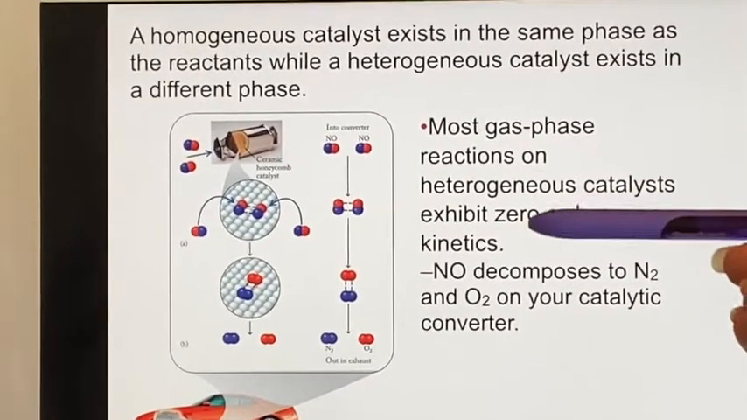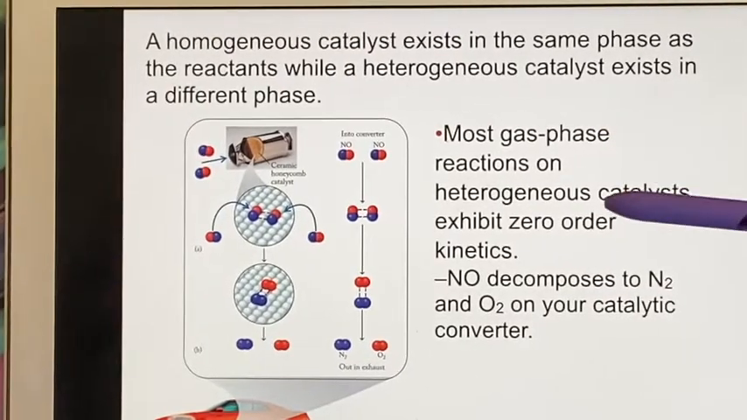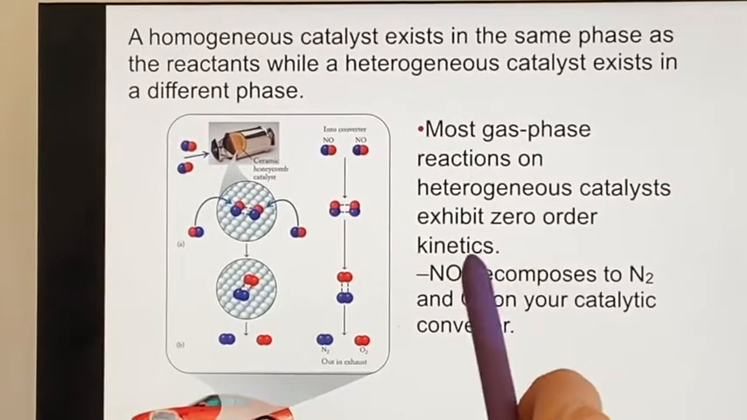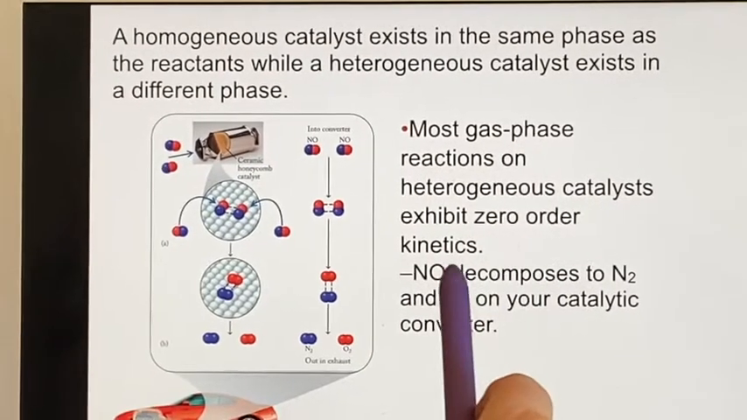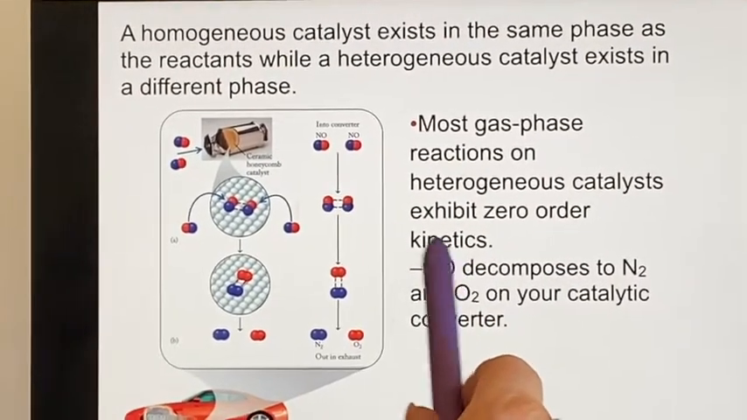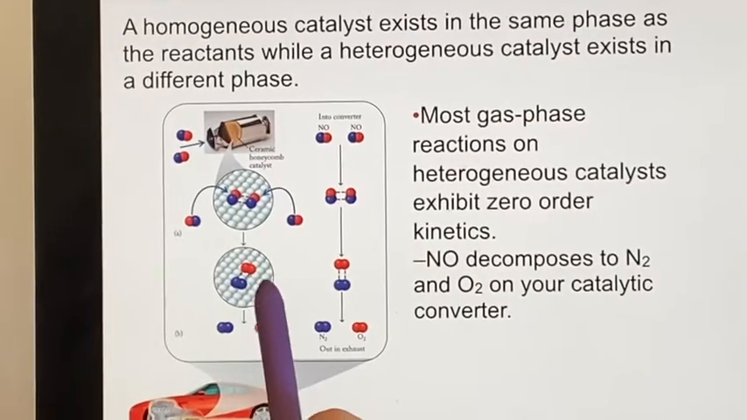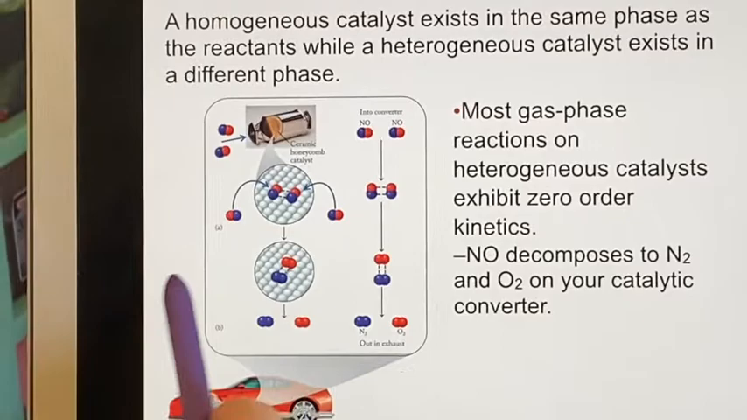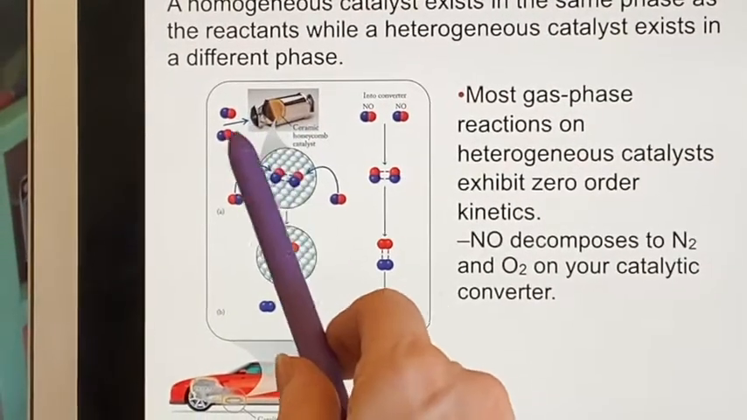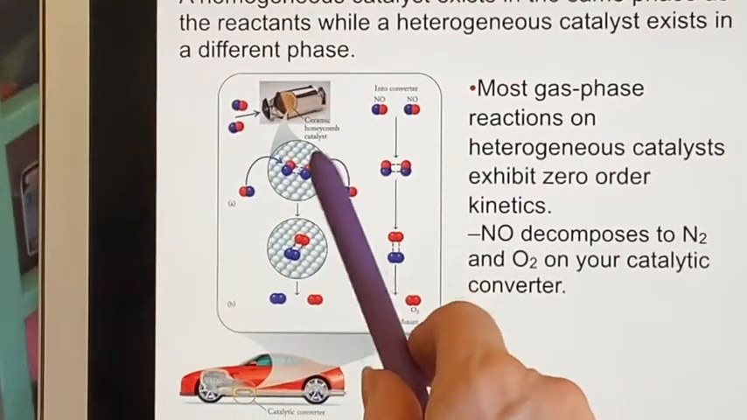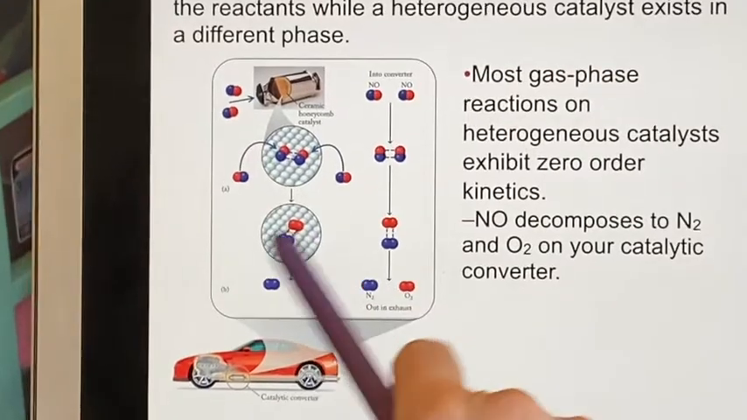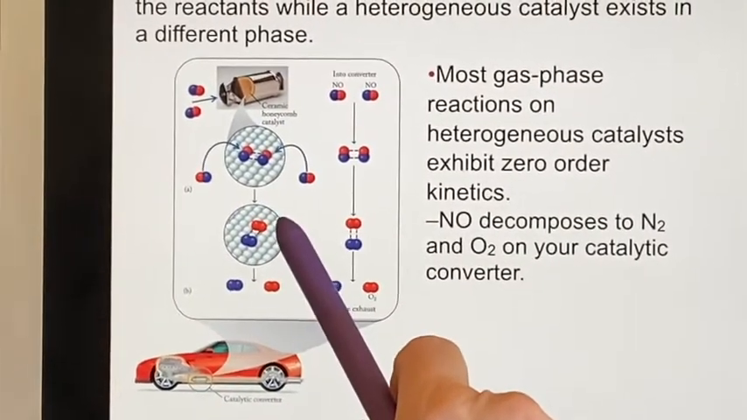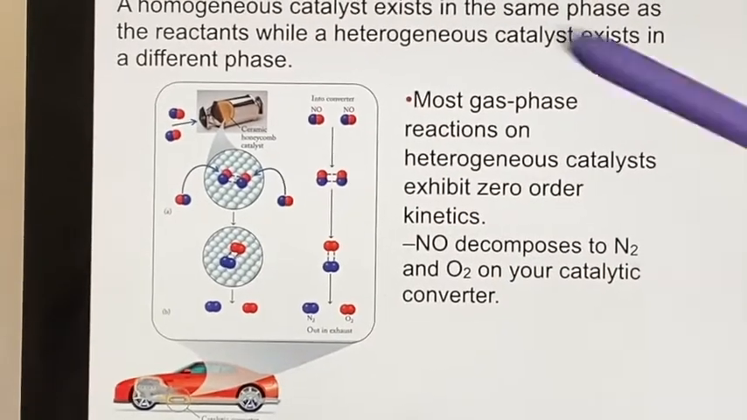The other interesting thing is when you have these gas phase reactions on a heterogeneous catalyst, they exhibit zero order kinetics. The important thing isn't how many gases there are. The important thing is how much catalyst you have. Do you have enough surface area? And that's why these things have layers and layers of baffles, to try to make sure you have enough surface area to take care of all the nitrogen monoxide. So now you know a little something about how your catalytic converter works.